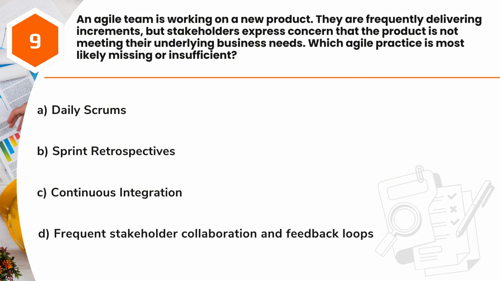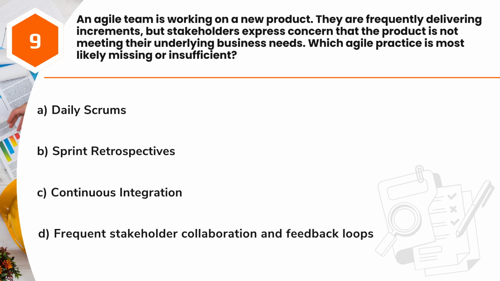Question 9. An Agile team is working on a new product. They are frequently delivering increments, but stakeholders express concern that the product is not meeting their underlying business needs. Which Agile practice is most likely missing or insufficient?